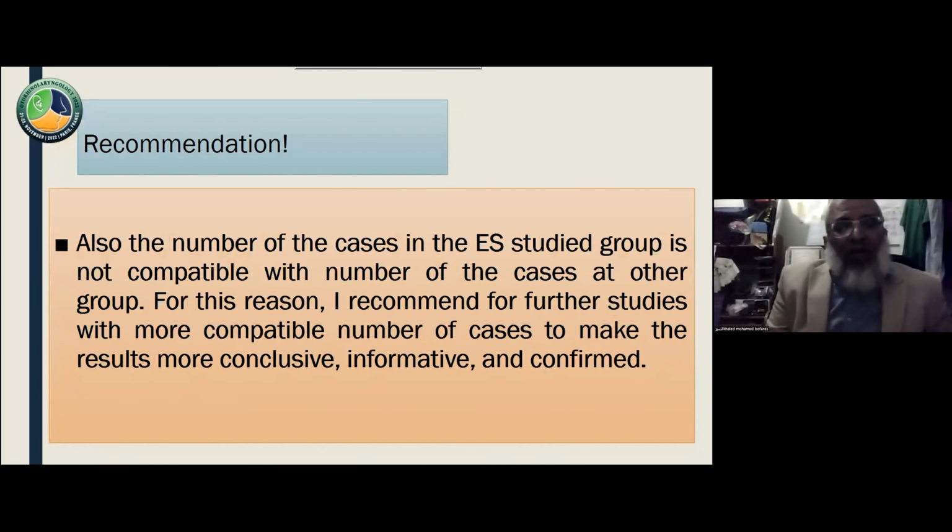In addition, the number of cases studied endoscopically in our study was not comparable with the number of cases in the other group, and this will significantly decrease the strength of the results from the conclusion point of view. Therefore, I recommend further studies with more comparable numbers to make the comparison as conclusive, as informative, and as confirmed as possible.